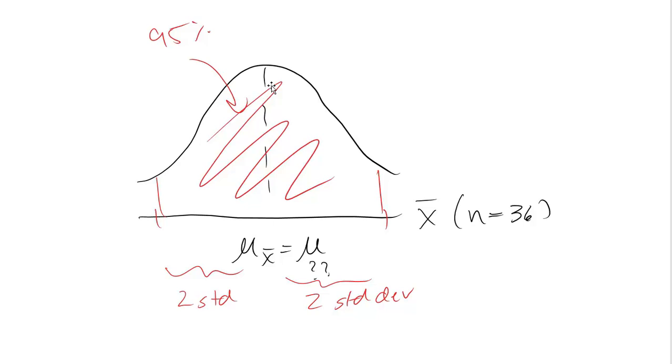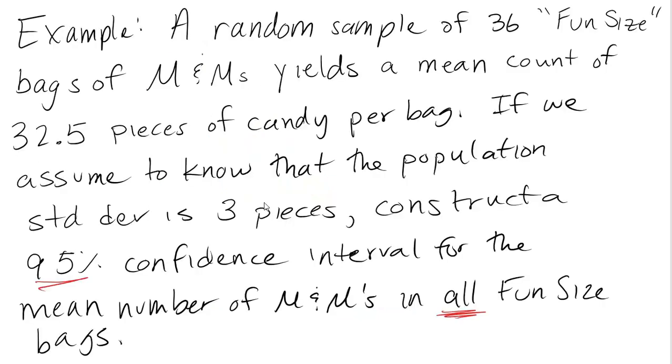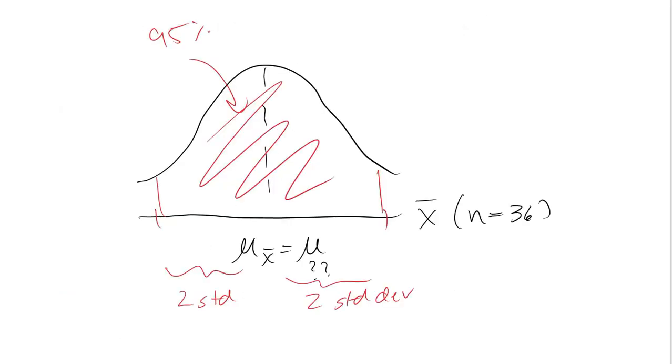That also means that we can be 95% sure that an interval centered about that will contain the true population mean. We just have to know what the standard deviation is, but we have the information for that too. We were assuming we know the population standard deviation is 3 and the sample size is 36. So our standard deviation is 3 divided by the square root of 36, which is 3 divided by 6, or 1/2. So if we go 2 standard deviations away from the sample mean in both directions, we get an interval estimate.